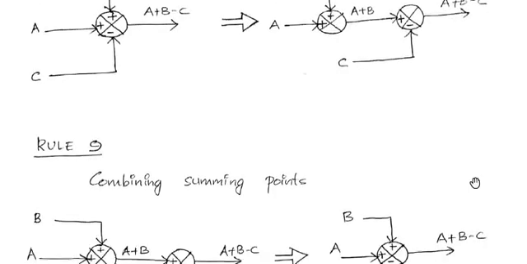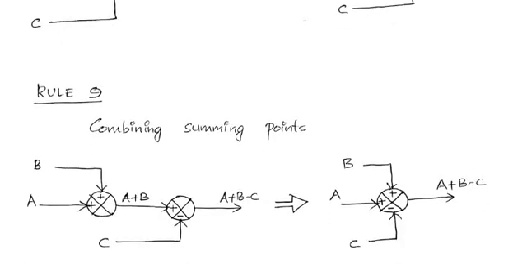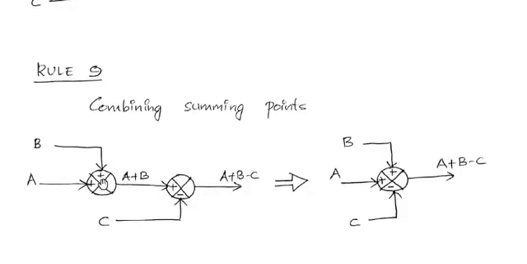Combining summing points. This is just the reverse of rule number 8. Okay, we have 2 different summing points, and here we have combined it into a single summing point with 3 inputs. So this is very rarely used while doing block diagram reduction, because for doing reduction we have to split summing points. So combining will not work.